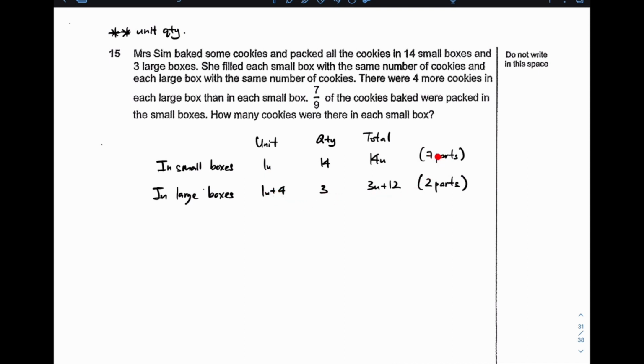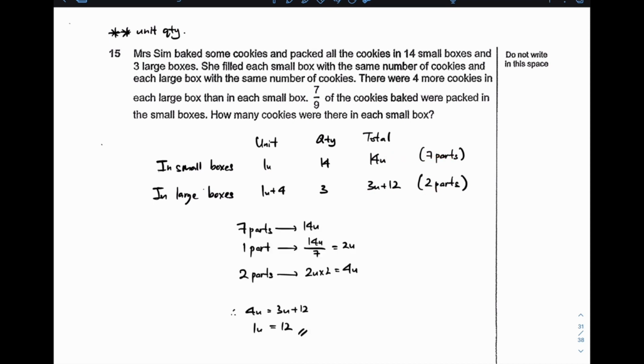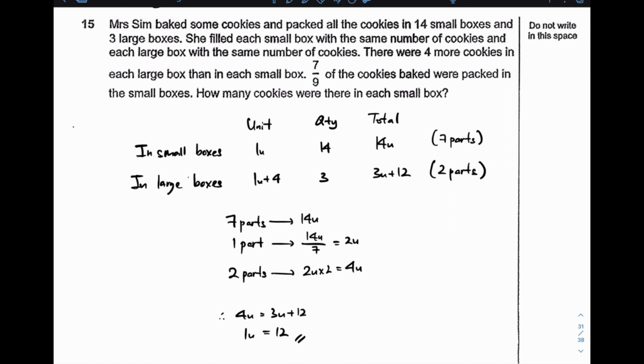Now we are told that this is equal to 7 parts, the smalls, and 2 parts, the large. So what we can do therefore is to say 7 parts is 14 units, 1 part is 2 units. So just divide by 7. Therefore 2 parts is actually 4 units.